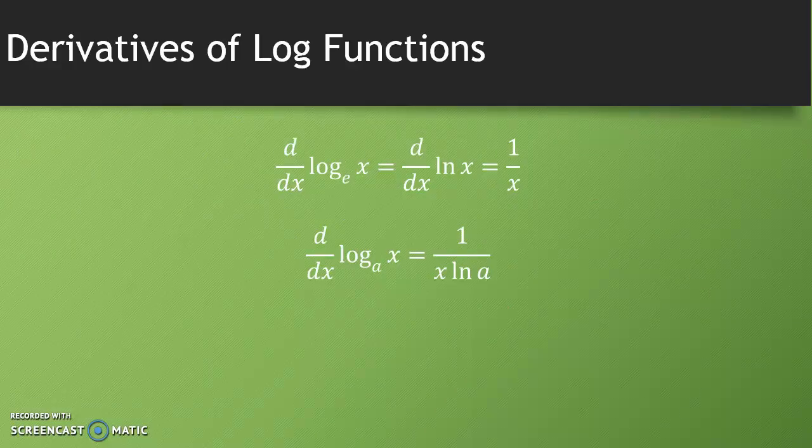Now moving on to log functions. Log to base e, remember, is just the natural log, and the derivative of the natural log of x is 1 over x. The general form is the derivative of log to base a of x equals 1 over x log a. So again, record these in your books, and we're going to use them. You need to be familiar with them, and we're going to use them in a few examples now.